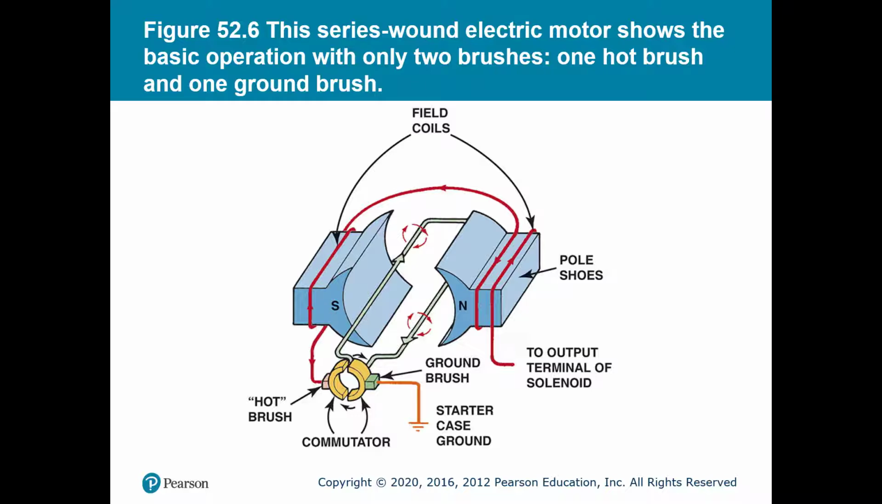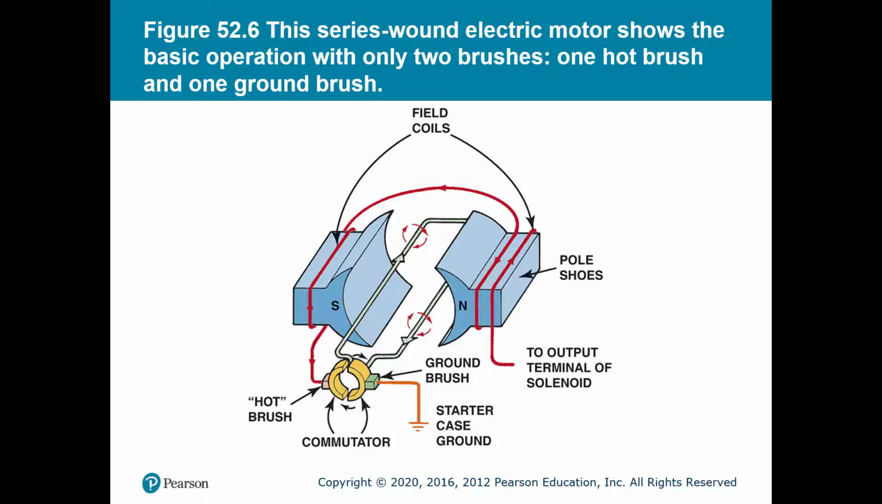Now in this diagram here, we have the old school field coils or pole shoes. You can see here a series wound starter, or a series wound motor, where the wire comes in, wraps around the north pole shoe, comes around, and then wraps around the south pole shoe, and then terminates in series with the hot brush or the positive brush. And then you have your commutator segments here.